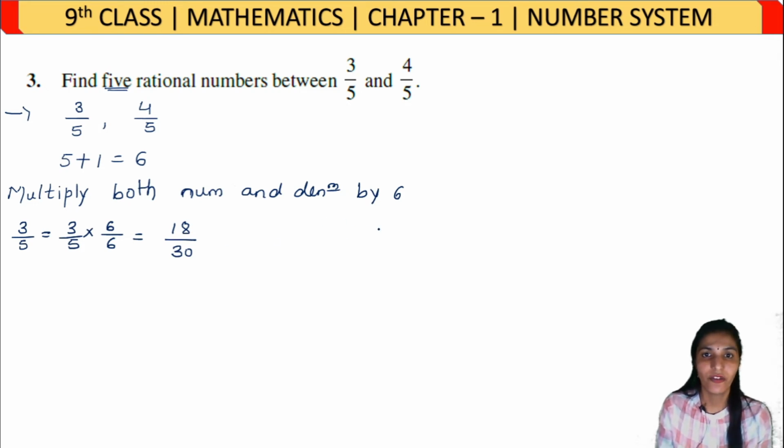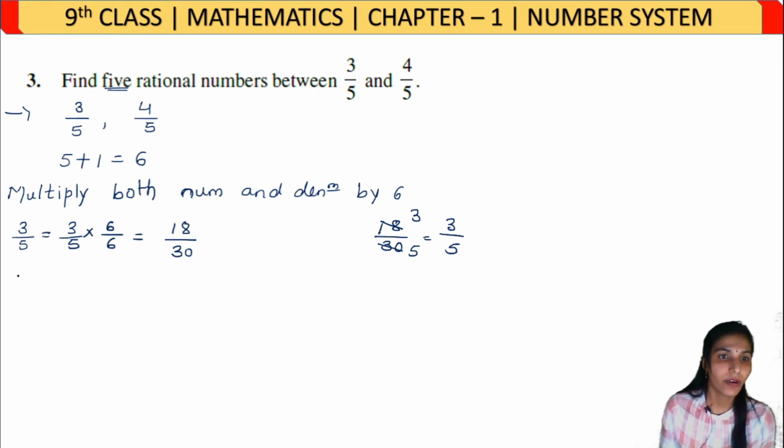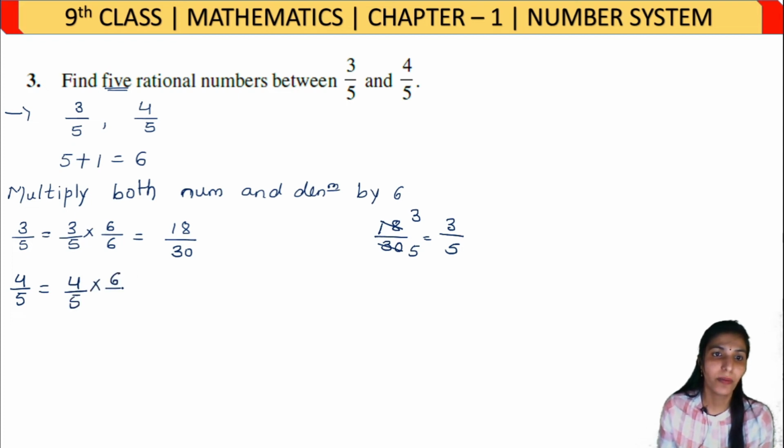So when I check this one, 18 by 30, same: 6 3s are 18, 6 5s are 30. So I'm writing the same value, 3 by 5. Now next one, 4 by 5, 4 by 5 into 6 by 6. So 4 6s are 24, 5 6s are 30.